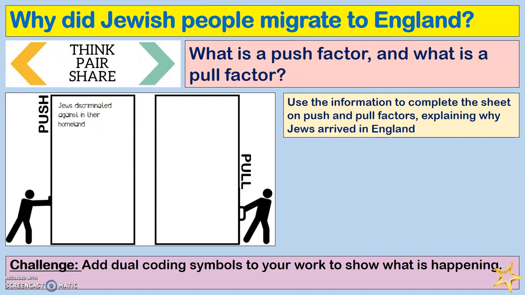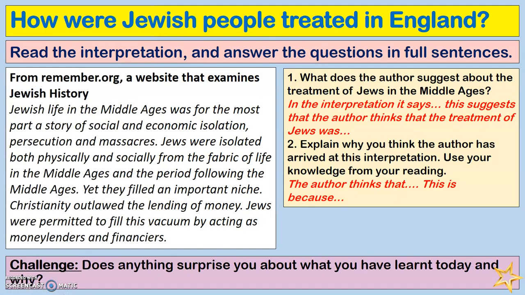Okay, so hopefully you've completed your push and pull factor sheet. If you challenged yourself, you might have added some dual coding symbols to show what is happening. Now we're going to have a look at how Jewish people were treated in England once they got here. So what I have for you is an interpretation. Now remember, an interpretation is someone else's idea of what they think happened.